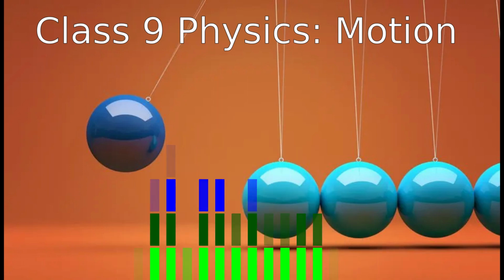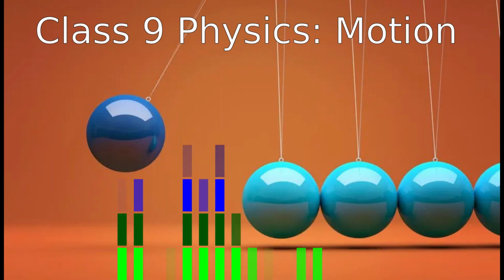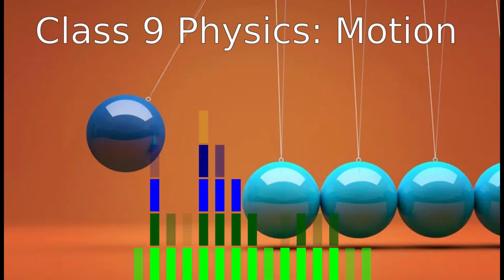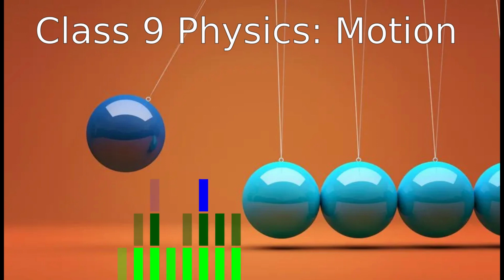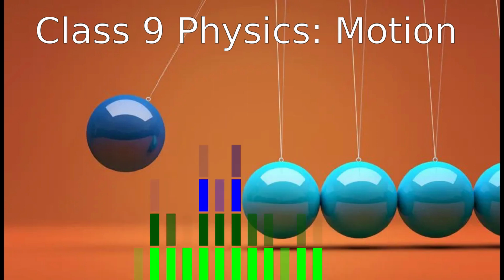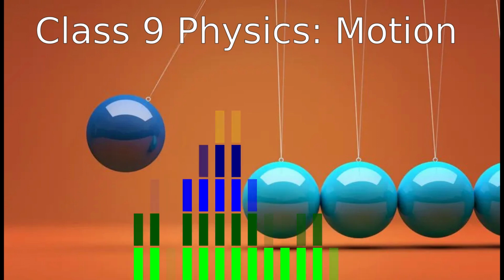Now let's talk about 3 equations of motion. Vt equation, velocity time equation, v is equal to u plus at. Dt equation or displacement time equation, s is equal to ut plus 1 by 2 at square. Vd equation or velocity displacement equation, v square is equal to u square plus 2as. In these equations, v is equal to final velocity, u is equal to initial velocity, a is equal to acceleration and t is equal to time.